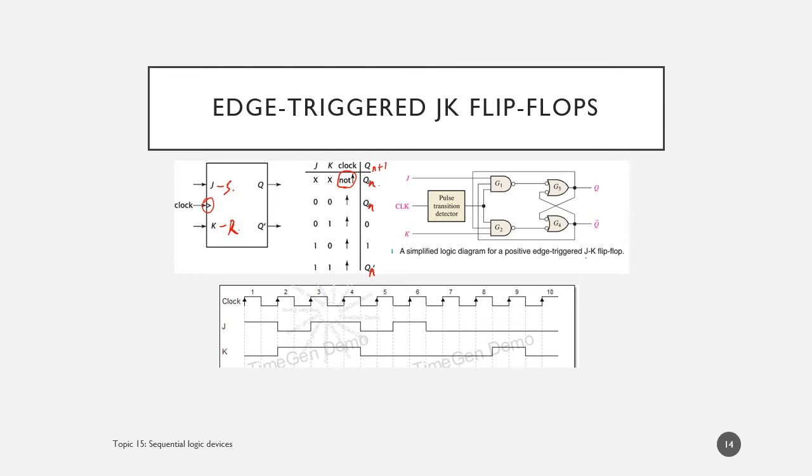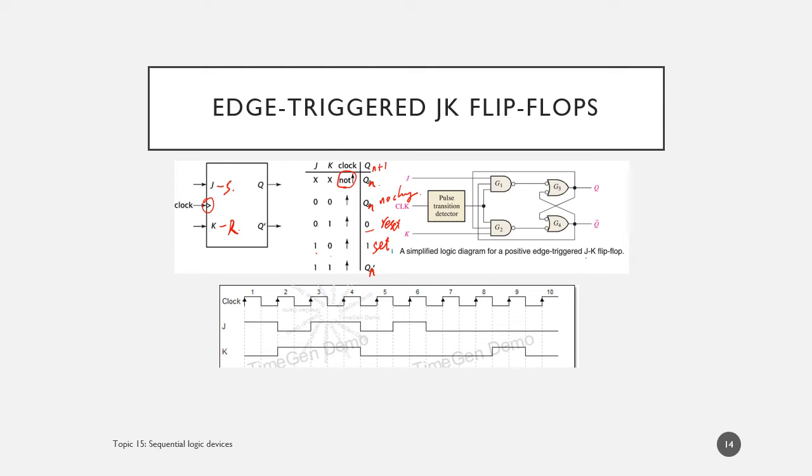When the clock is at its rising edge, if we detect the rising edge, now the output can be changed. If JK is 0, 0, we still have the no change state. 0, 1, you can see this is like a reset, so the output will be reset to 0. 1, 0 is like set. And 1, 1, this is special.